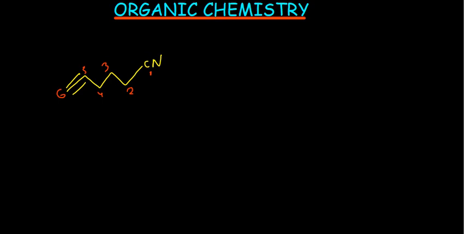So to name this compound, I'll first state the position of the triple bond, that is position number 5, and then say hexynenitrile. It is hexyne because it was supposed to be hexane, but because there's a triple bond, it is hexyne. And then state now the nitrile. So that is the name.